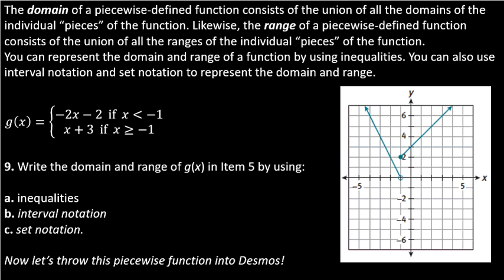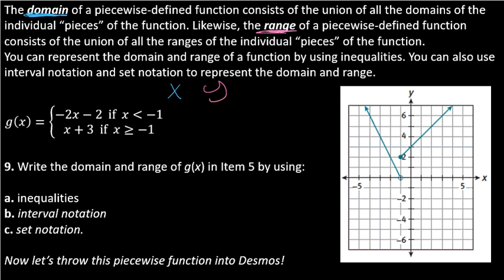So let's talk about domain and range. The domain of a piecewise defined function consists of the union of all the domains of the individual pieces of the function. The range is pretty much the same idea. Let's do some color coding again. When we're talking about domain, domain is x. Now range, when we're talking about range, we're talking about y.